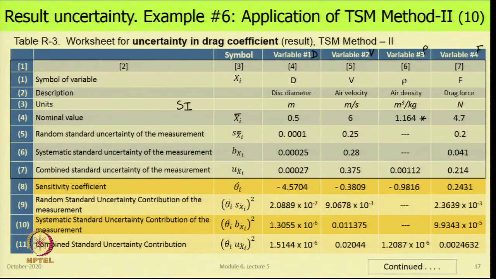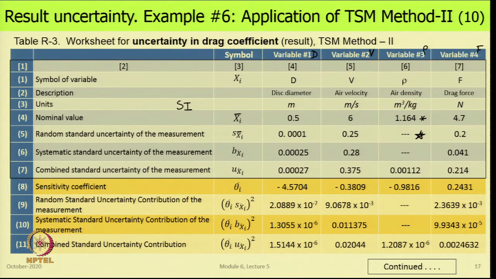Now, we list what we have already got. Random standard uncertainty of the measurement has been given to us. We have just put it down here in the same units. This is 0.0001 meters, 0.25 meter per second. We do not have this value for density. If we wanted, we could have calculated that, but we did not do that one. So, we skipped this part, and this is 0.2. So, this is all given to us.